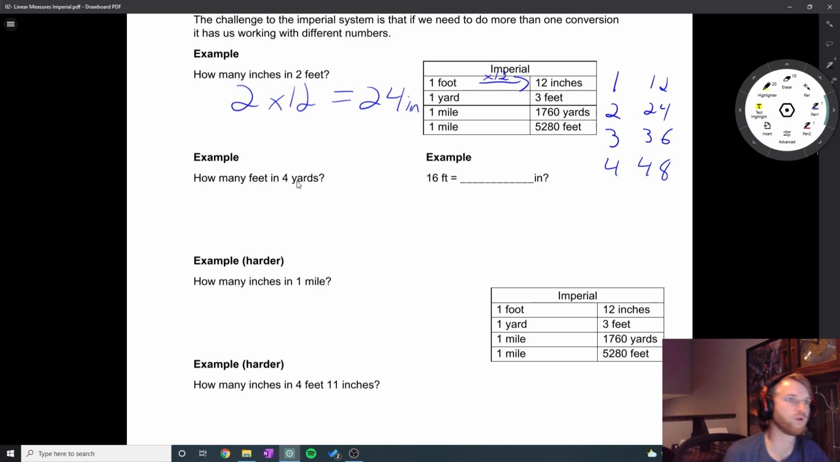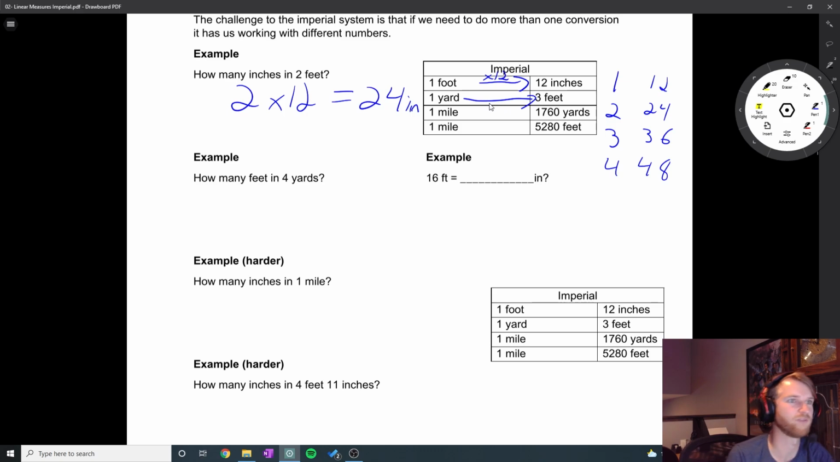How many feet are in 4 yards? So what am I doing to my yards in order to get feet? Okay, 1 going to 3. I'm multiplying by 3. Okay, you're never going to add. Okay, in these situations, you're always multiplying. So don't say plus 2 here.